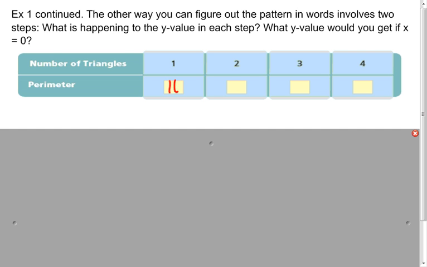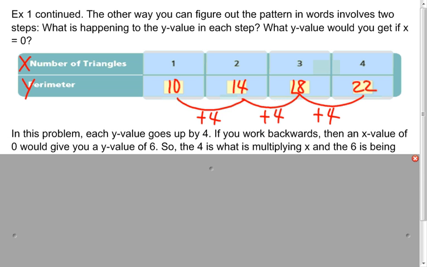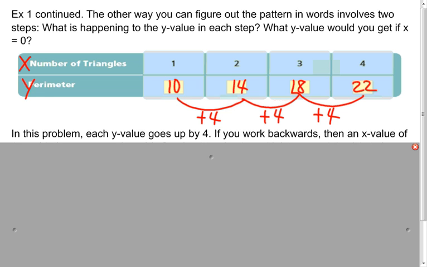I'm going to fill in my table again. These are the same numbers that we've been using. The other way you can figure out the pattern in words involves two steps. First of all, what's happening to the y value in each step? Remember, these are my x's, these are my y's. What's happening to the y each time? Well, from here to here is plus 4. 14 to 18 is plus 4. 18 to 22 is plus 4. So each time I go up a number, I go up by 4. In this problem, each y value goes up by 4. That's the first step.